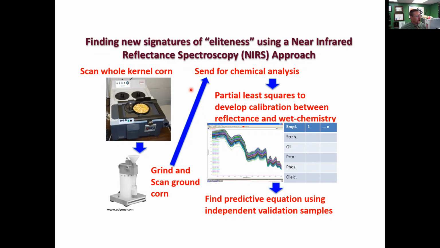signatures. And so what we do is we scan our corn sample, we then grind it, and we scan it again using this near-infrared spectrophotometer, near-infrared in reflectance mode. So this cup of corn kernels rotates around, there's light shone on it, there's a detector, and this is a Fourier transform NIR, a Thermo Antaris.